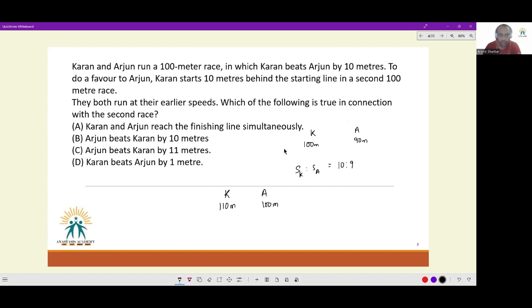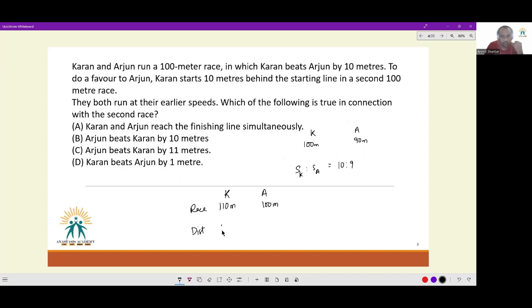They both run at their earlier speeds. A runs at the rate of 10, B runs at the rate of 9. Which of the following is true in connection with the second race? Now, given that they are running at the same speed, the ratio of distance covered by them will continue to be in the ratio 10:9.